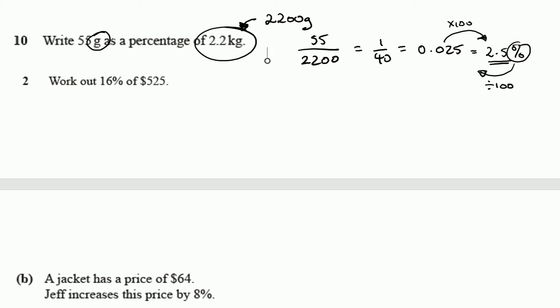Here I'm asked to work out 16% of 525. 16% is 0.16 as a number. Remember that percentage sign says divide by 100. Of means times. So I've got to do 0.16 times 525. $84.